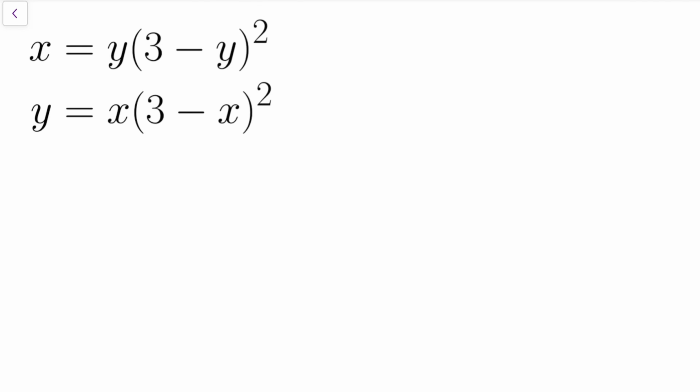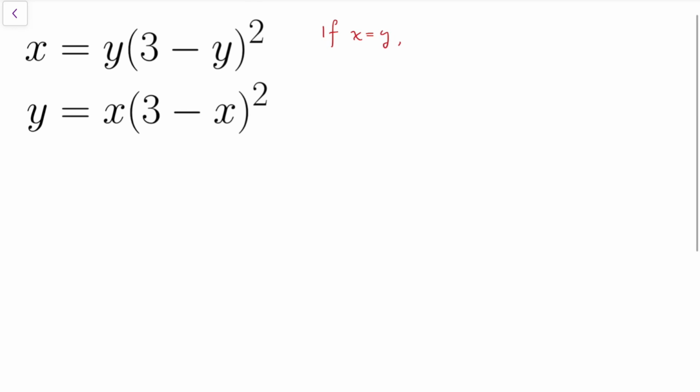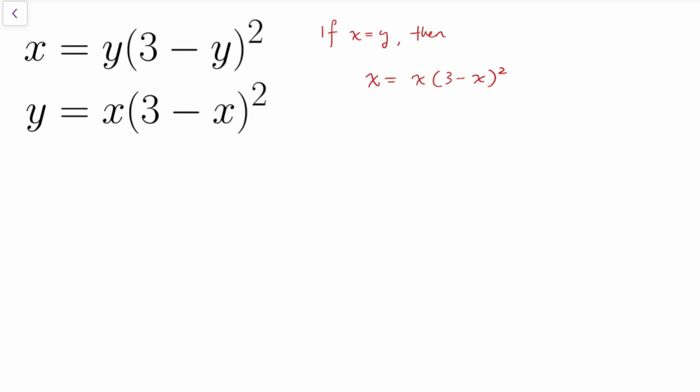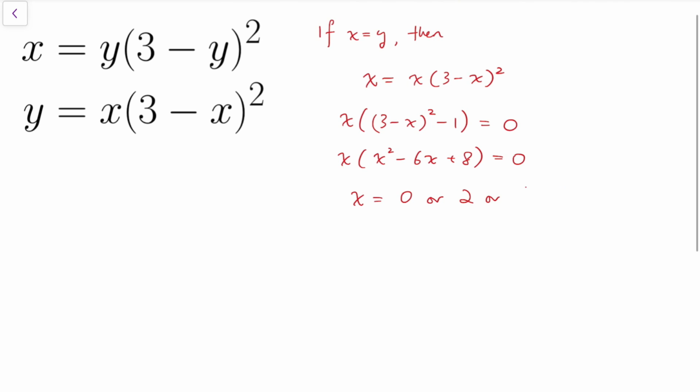We notice that if x equals y, there will be many obvious solutions. For the first equation, we can deduce that x equals x times (3 minus x) all squared, and if we move everything to one side, we have x times ((3 minus x) all squared minus 1) equals 0. So we have x times (x squared minus 6x plus 8) equals 0. So we have x equals either 0 or 2 or 4. Of course, y has to take the same value. So we have three solutions very quickly.